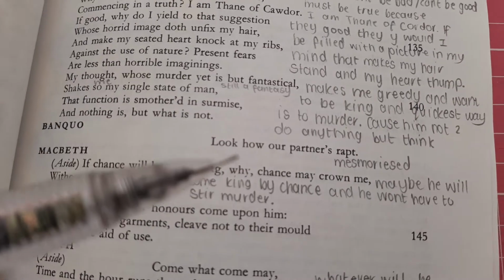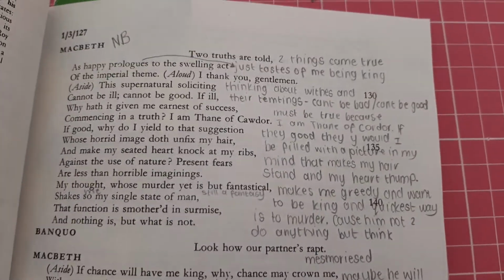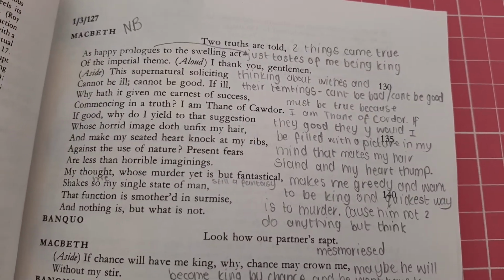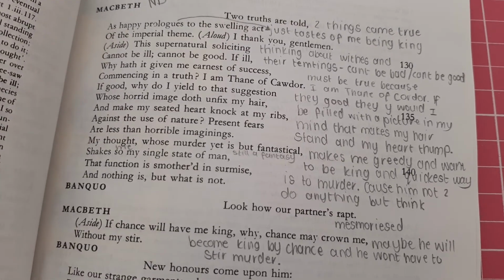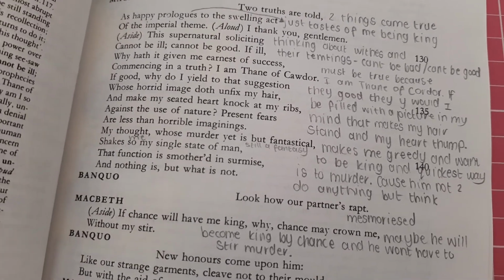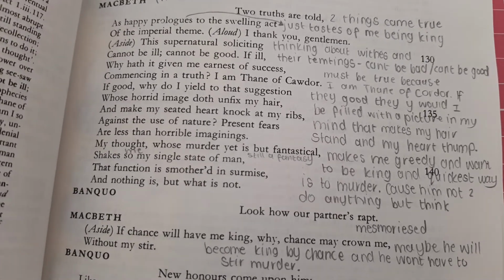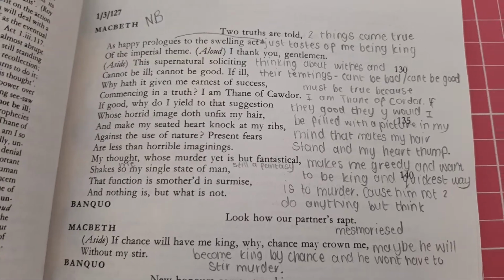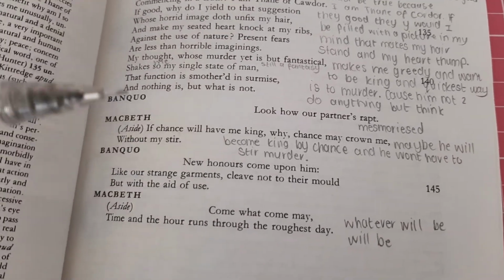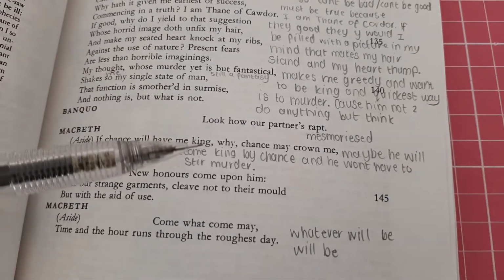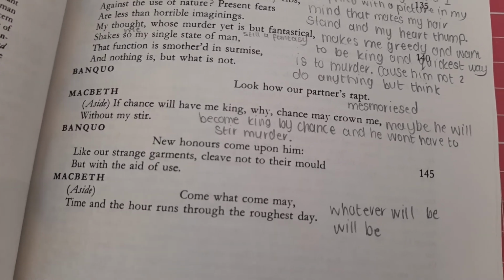So Banquo says, look how our partner's rapt. And the reason why he says murder is because obviously King Duncan has sons. So normally when a king dies, their children take over. But if Macbeth kills Duncan, he can be king. So Banquo says, look at how our partner's rapt. So he's saying, look at Macbeth, he's wrapped up in his own thoughts.